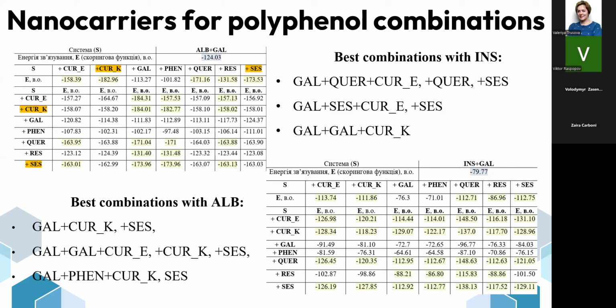And according to the data presented here in the table, albumin once again showed the best choice, and we concluded that it may serve as an effective carrier for both binary and ternary polyphenol combinations, because once again the complexes with albumin were stable over the whole time scale range, over the whole molecular dynamics simulations, and the best docking scores were also observed for hemoglobin.